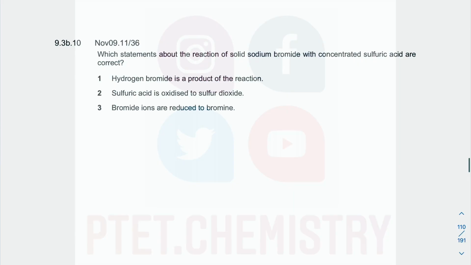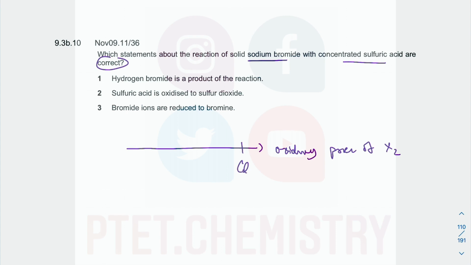So we come to the last question of this section 9.3 on group 17 chemistry. Which statements about the reaction of solid sodium bromide with concentrated sulfuric acid are correct? Okay, so we know in terms of oxidizing power, I know this is not being asked here, the oxidizing power of the halogens chlorine, bromine, iodine. So chlorine is a stronger oxidizing agent than bromine, which in turn is stronger than iodine. Your concentrated sulfuric acid is somewhere in between there. I don't know the exact position, could be there anyway.